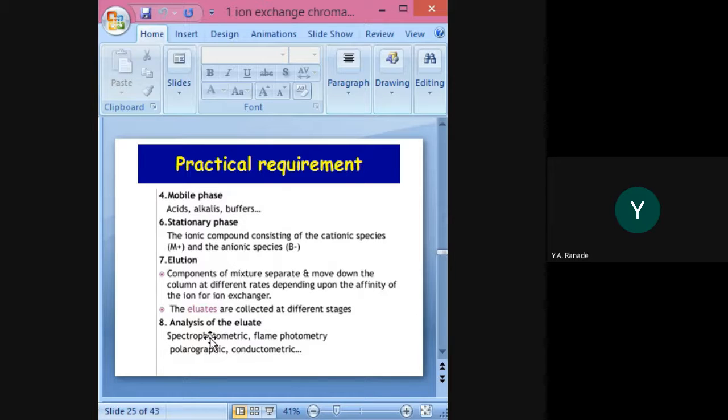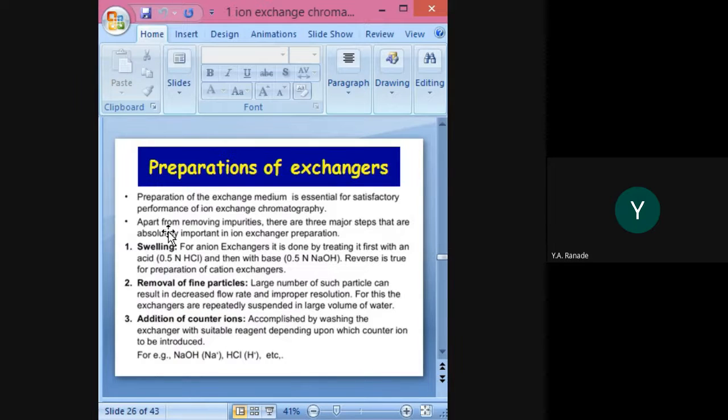The sample recovery will be there. So these are the three things which we have to consider: the swelling of the ion exchanger, removal of fine particles, and addition of counter ions. These are the three steps to prepare the ion exchanger resin.